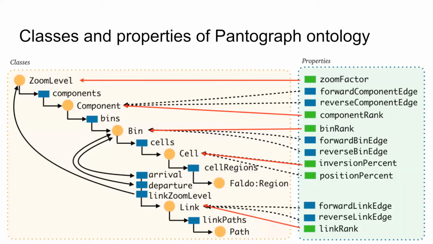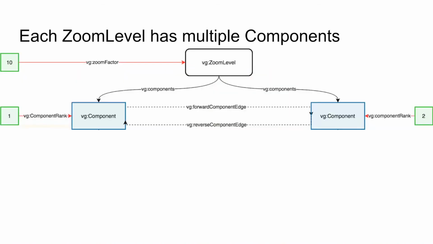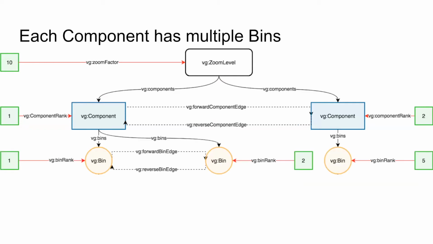Second, we propose the Pantograph ontology. This is the schematic diagram of the Pantograph ontology. This is a little bit complicated, so we'll show how to use this ontology by using a small example. Each zoom level has some components. The order of components can be represented as rank or edge. And also, each component has some bins.